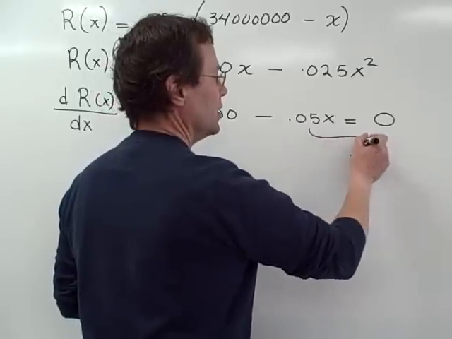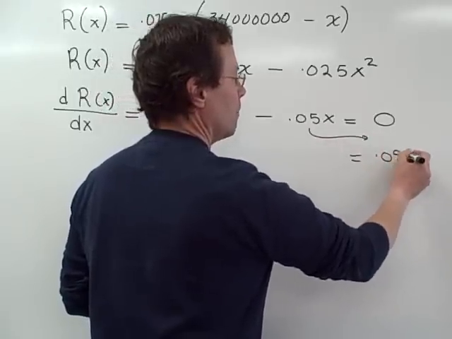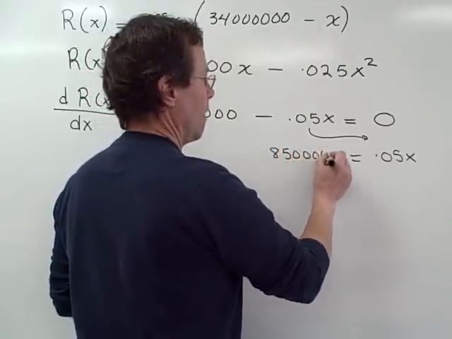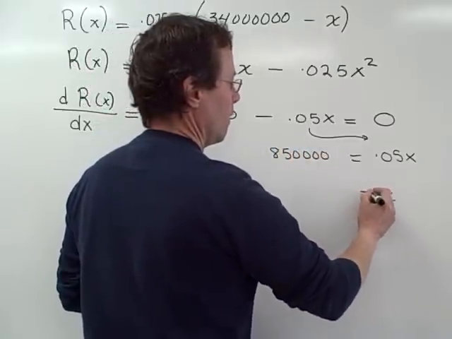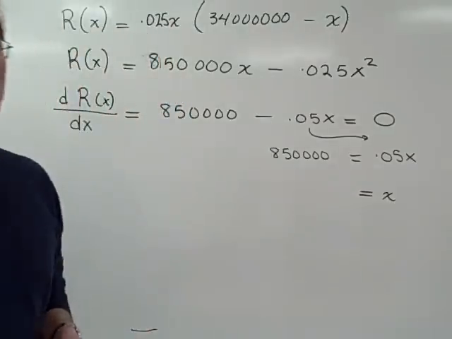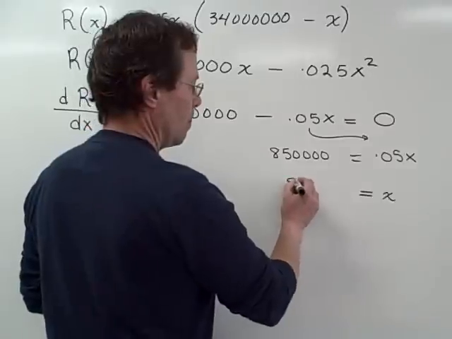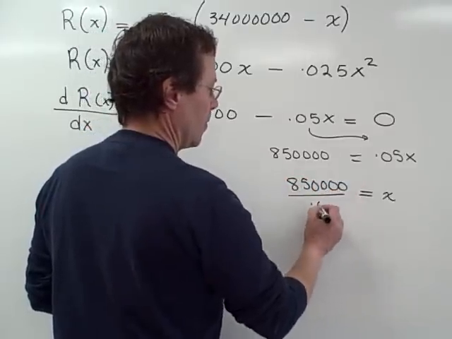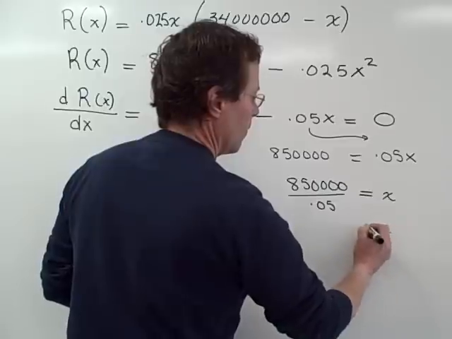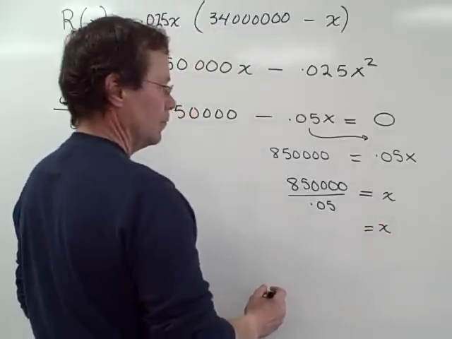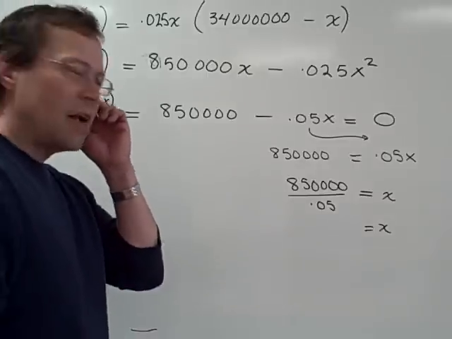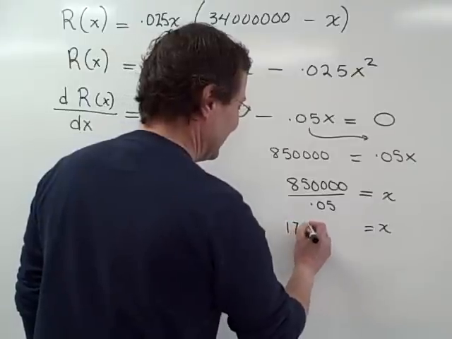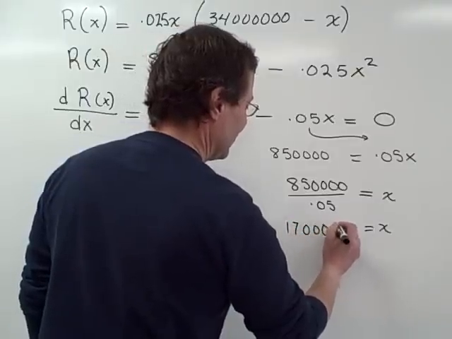This term moves to that side, becomes positive. And divide by 0.05. 1.7 times 10 to the 7. Okay, get the calculator out. Okay, well, 1, 2, 3, 6 zeros with a 7. There you go.